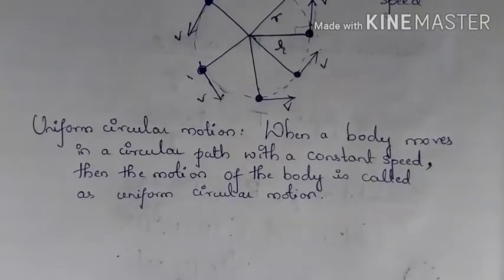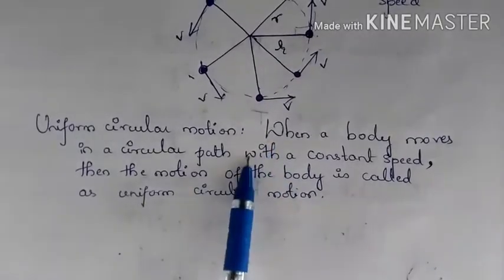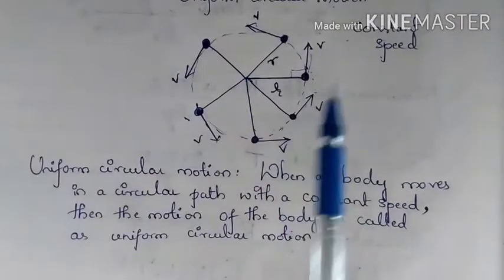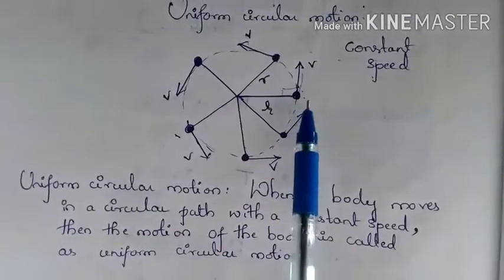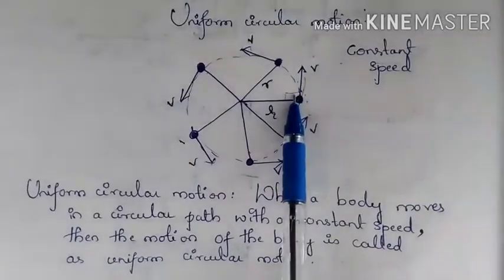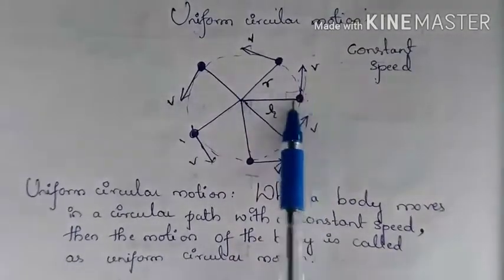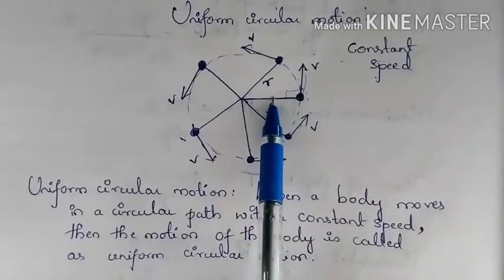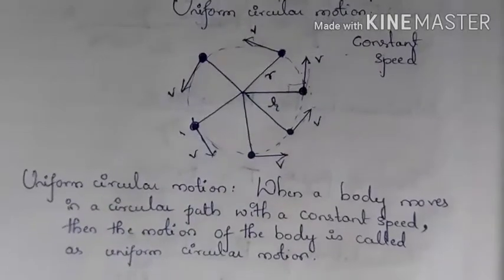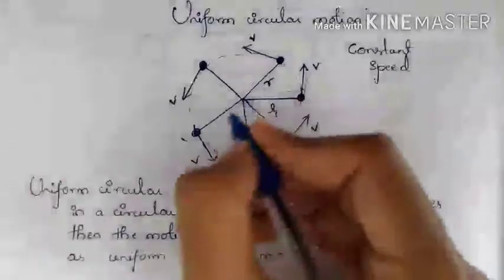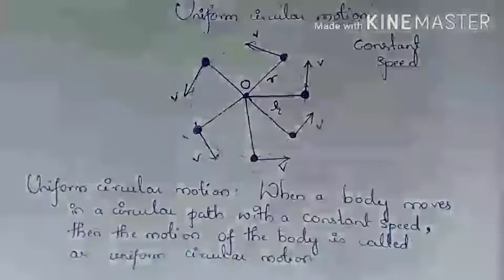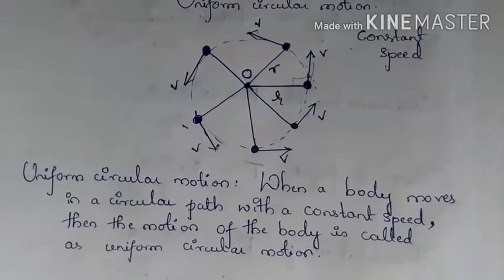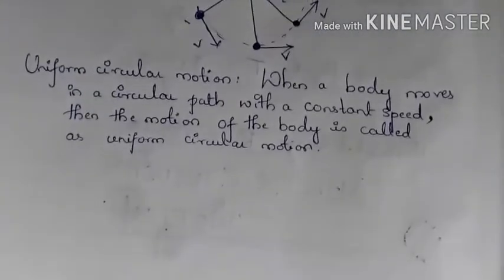Now there is a derivation for the centripetal acceleration. Whenever you have a uniform circular motion, there will be velocity. If there is a change in velocity, then there will obviously be acceleration. The acceleration will be in this direction, directed towards the center of the circle. We'll learn that in the coming section. Now let us start the derivation of centripetal acceleration.